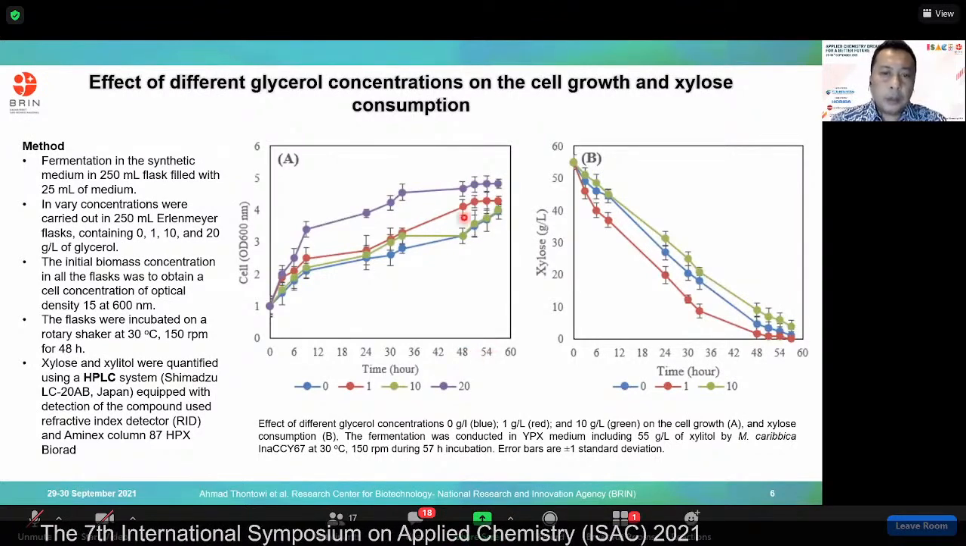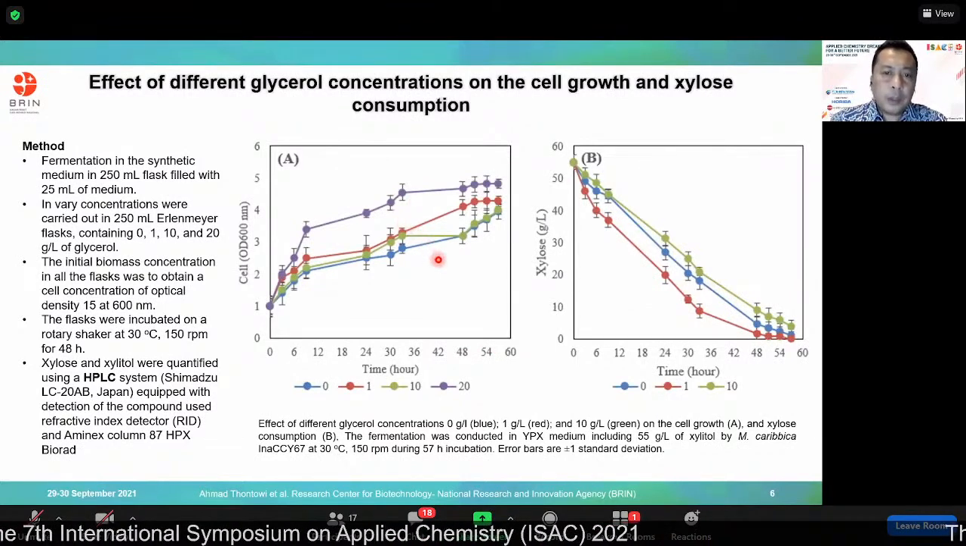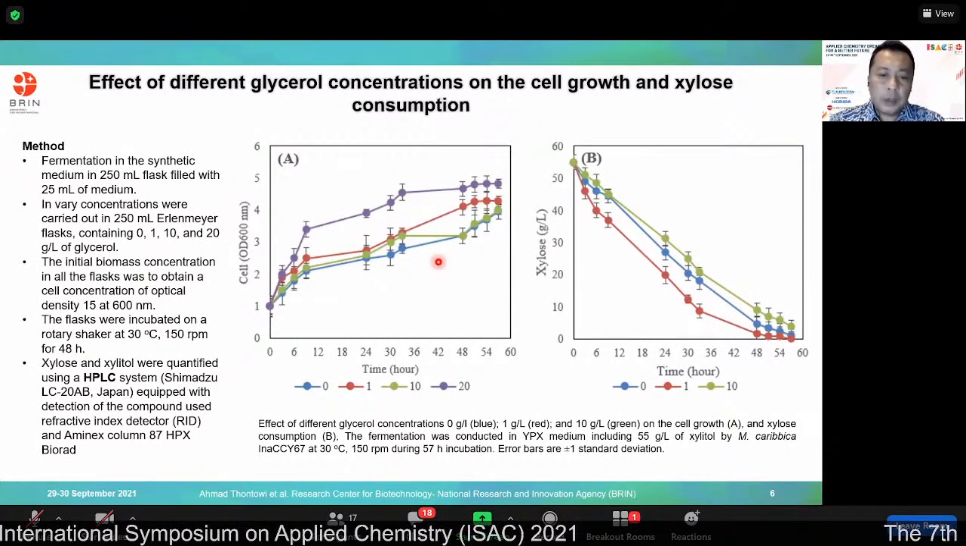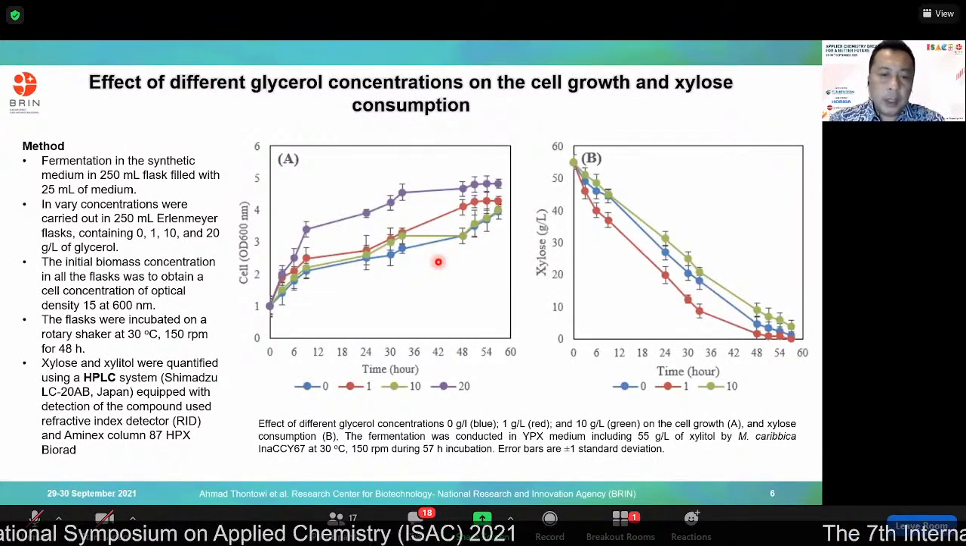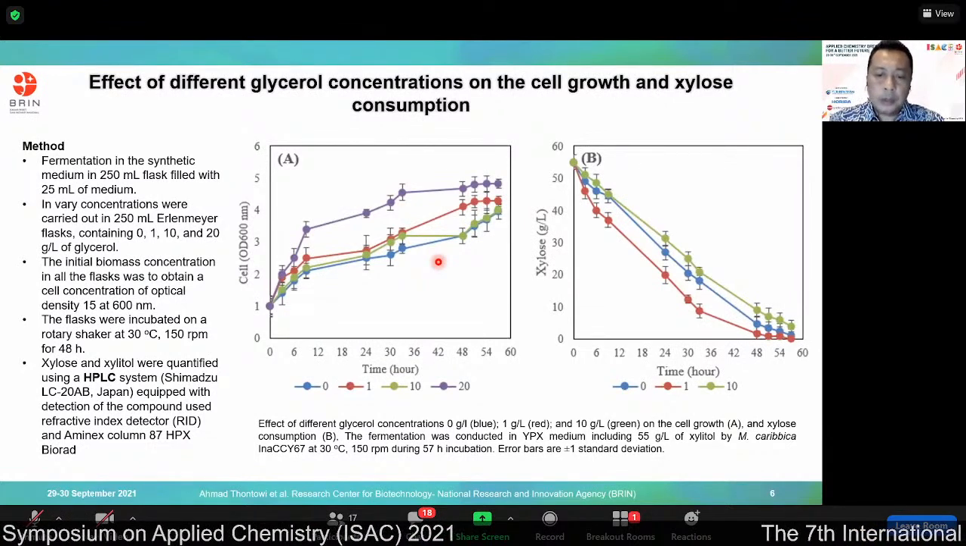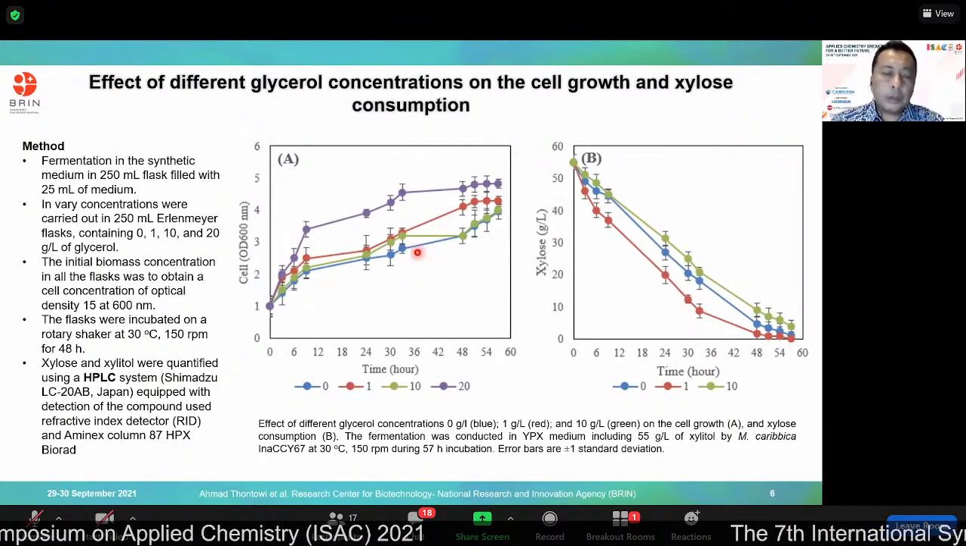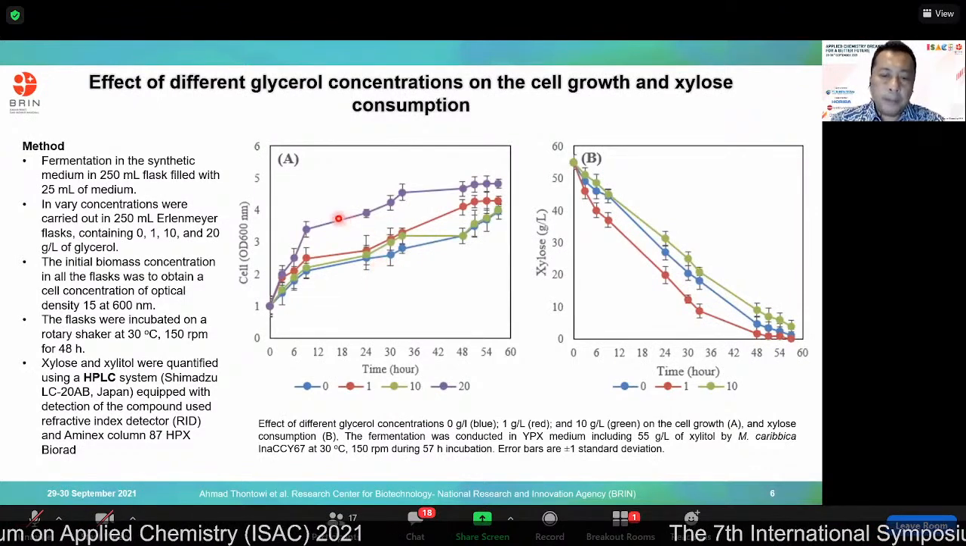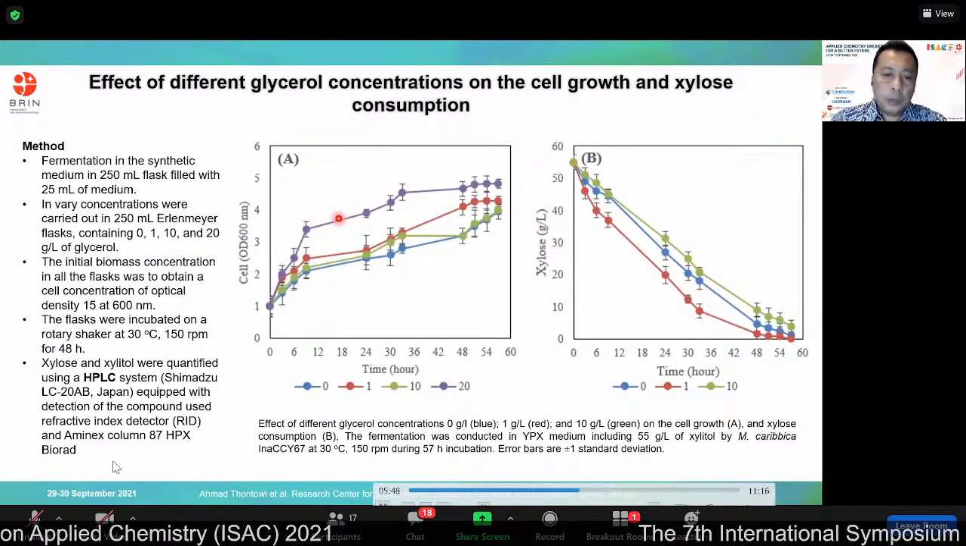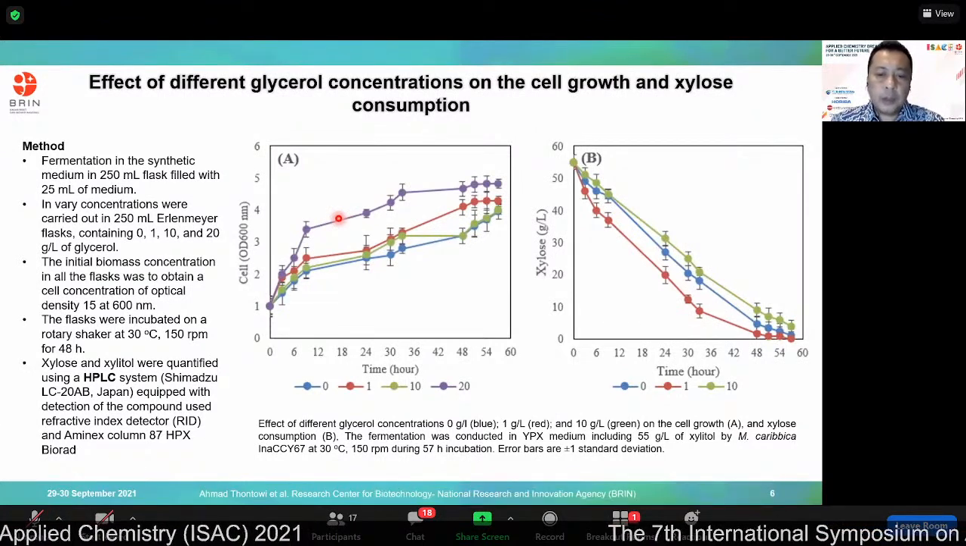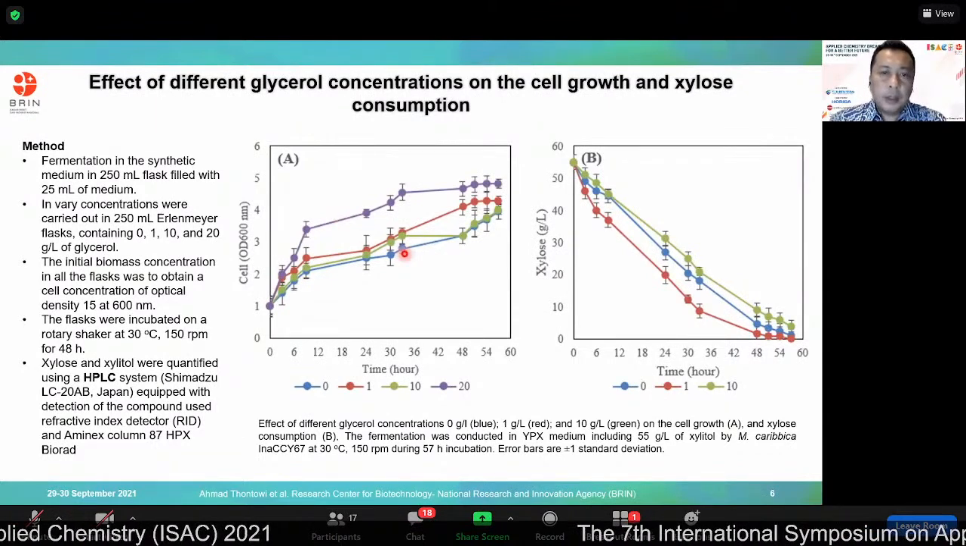The highest cell growth and the lowest, 4 grams per liter, were found in media containing only xylose as control and glycerol as control sources, respectively. In addition, the results showed that glycerol increased cell growth compared to the control medium within 9 hours of fermentation. This is thought to be due to the different transport mechanisms of glycerol and xylose.